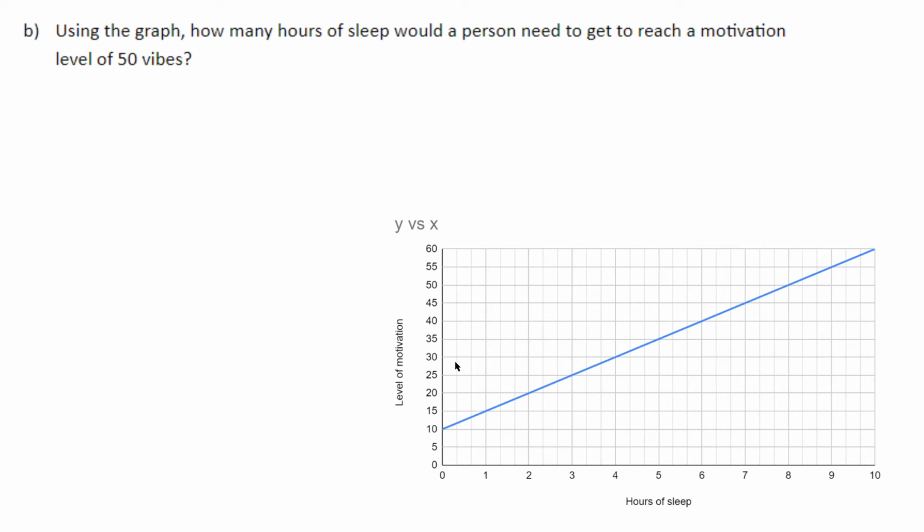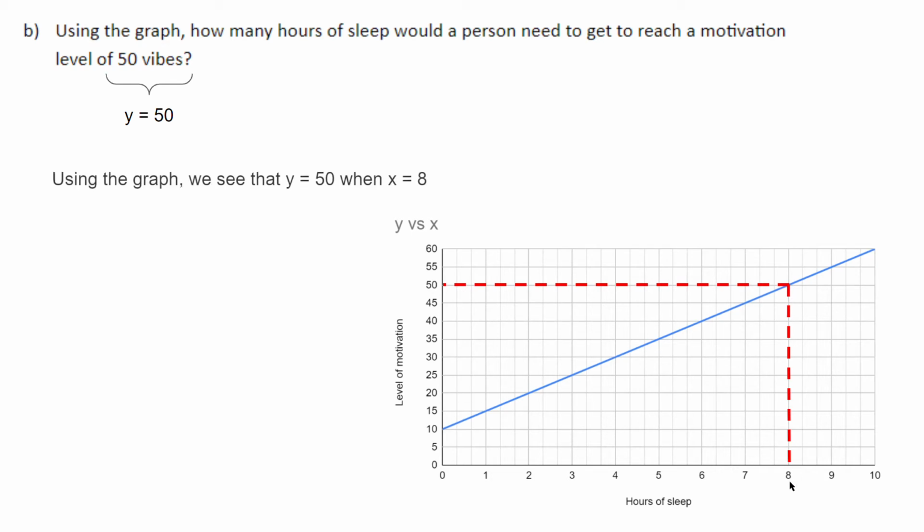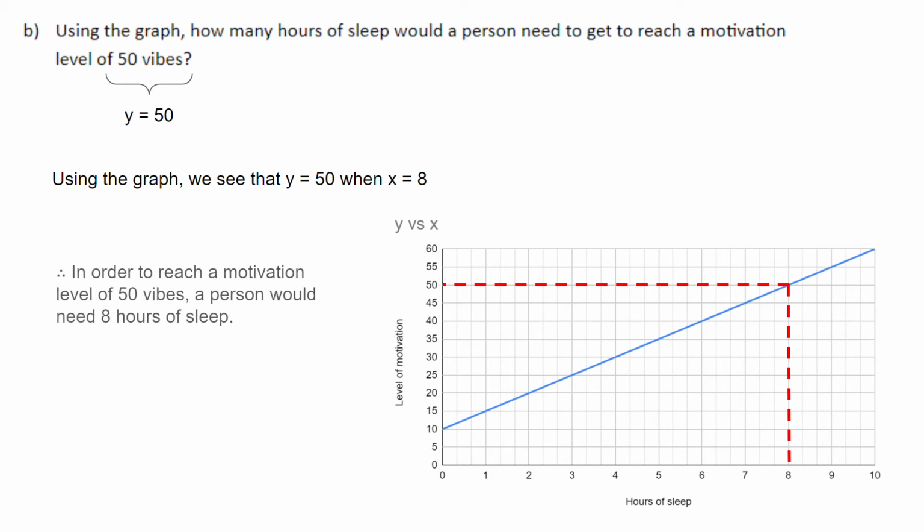So, using the graph, how many hours of sleep would a person need to get to reach a motivation level of 50 vibes? Remember that we were calculating a level of motivation in terms of vibes. So, y equals 50 in this case. And then, as you can see, once we go to 50 on the line, that means that we have 8 hours of sleep. So, using the graph, we can see that y equals 50 when x equals 8. So, in order to reach a motivation level of 50 vibes, a person would need 8 hours of sleep.